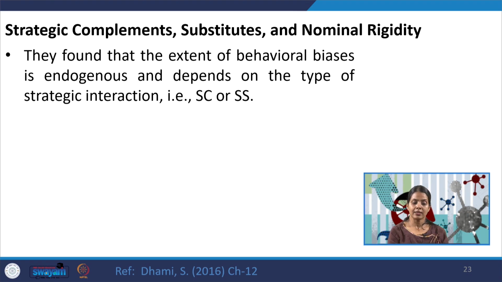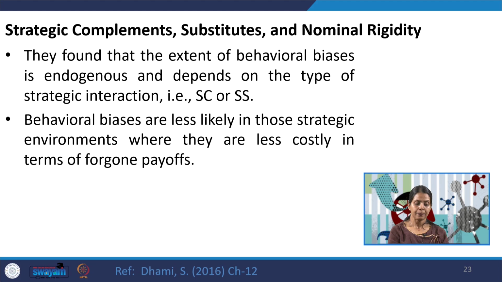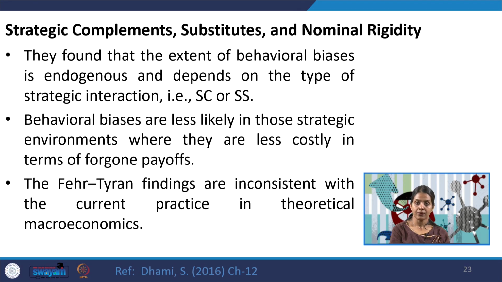They found that the extent of behavioral biases is endogenous and depends on the type of strategic interaction, that is, whether it is SC or SS. Behavioral biases are likely in those strategic environments where they are less costly in terms of foregone payoffs. The Fehr-Tyran findings are inconsistent with the current practice in theoretical macroeconomics.